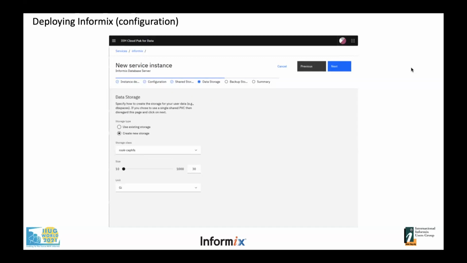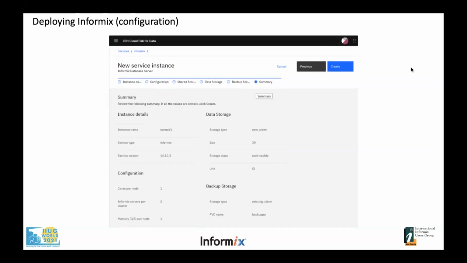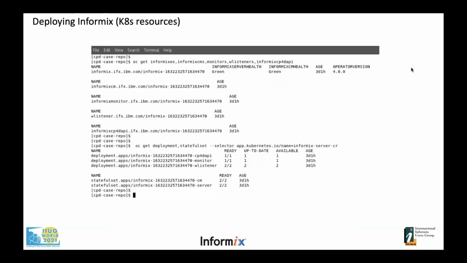The data and the backup are similar to the shared. The last section displays a summary of the choices and lets you create the instance. When you click the Create button, CP4D will create all the custom resources needed to form an Informix HA instance. You can see those CRs in this screenshot. You will have an Informix CM, Informix Monitor, Wire Listener, and a CP4D API.